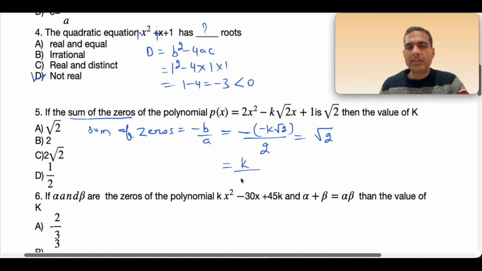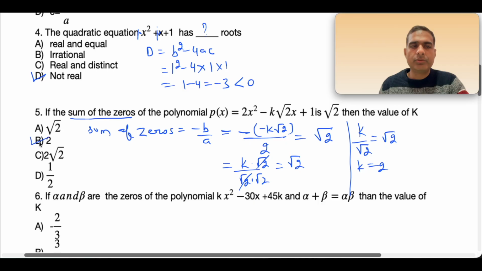So we can write 2 as root 2 times root 2, and here k root 2 is already there. So one root 2 will cancel out, is equal to root 2. So from here we got k by root 2, is equal to root 2. If we cross multiply, we will get k is equal to 2. So the value of k will be 2, that is option B.